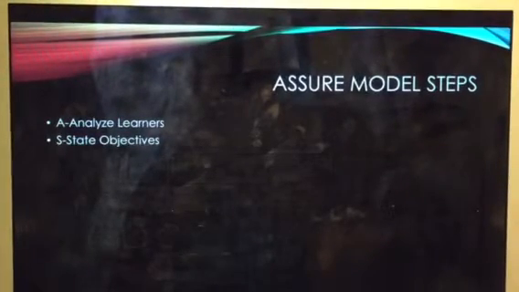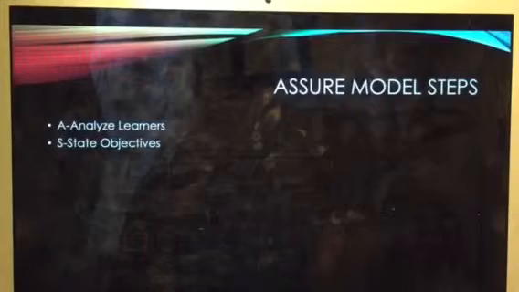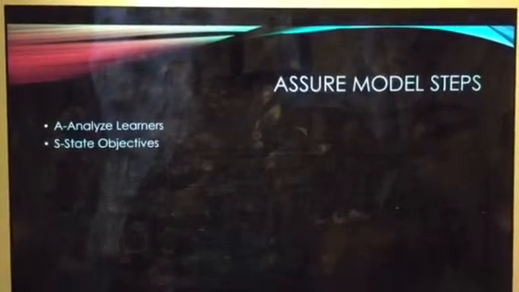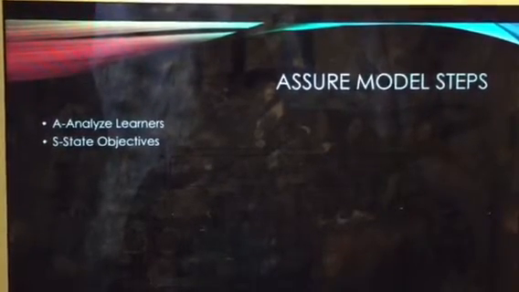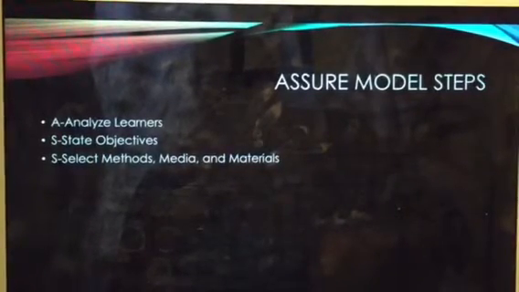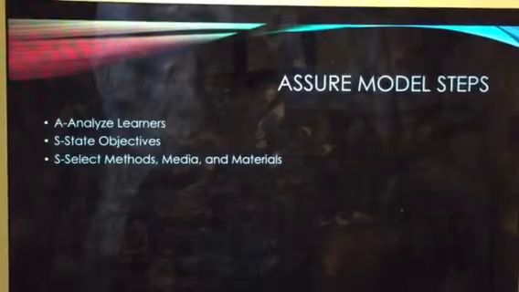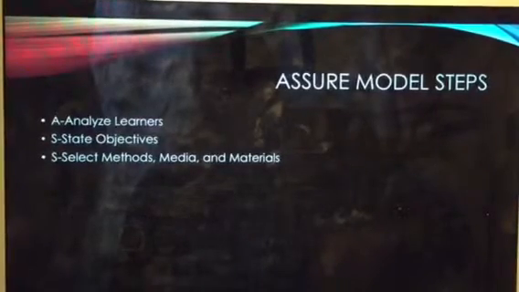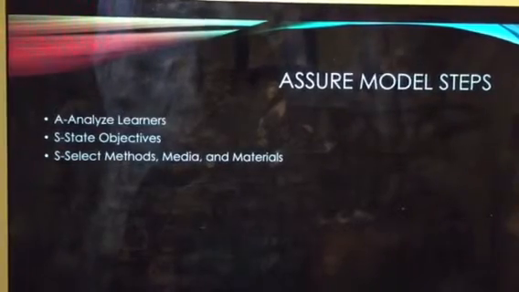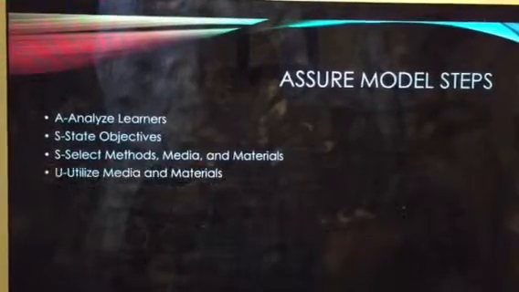You want to specifically state the objectives. You should have at least 2 or 3 specific objectives that are composed of 4 parts. Those 4 parts are the audience, the behavior, the conditions, and the degree. The next step is to select methods, media, and materials. Now that you understand your learners and have established the objectives, you will find the media tools that will help you to accomplish those objectives.